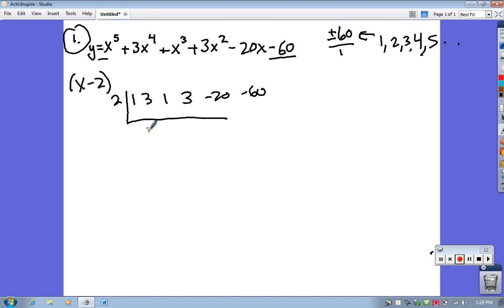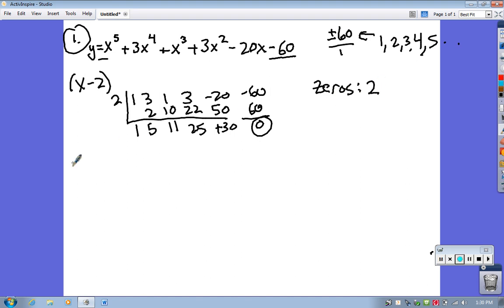So I'll do my synthetic division, bring down the 1, multiply by 2, add, multiply by 2, add, multiply by 2, add, again multiply by 2, that gives me a 50, add, that gives me a negative 30, multiply by 2, that gives me a positive... oh no, sorry, that's a positive 30. Yay, that gives me a positive 60. Gives me a 0 here. So yep, 2 is one of my roots, one of my zeros. So I'm going to start listing them over here. So one of them is 2.